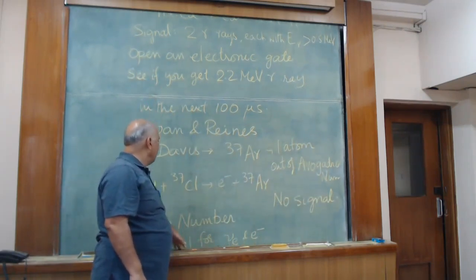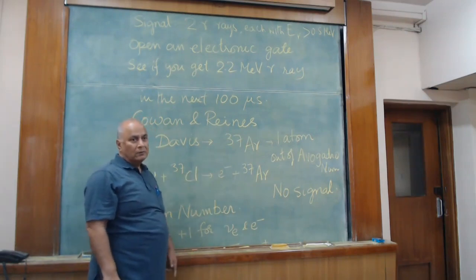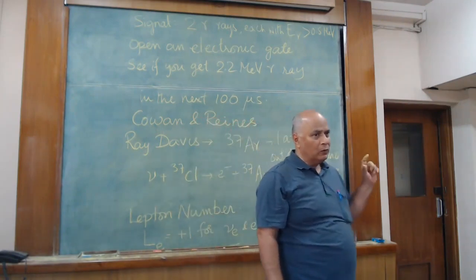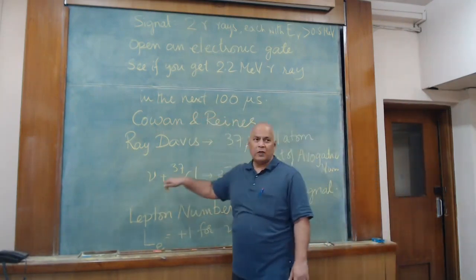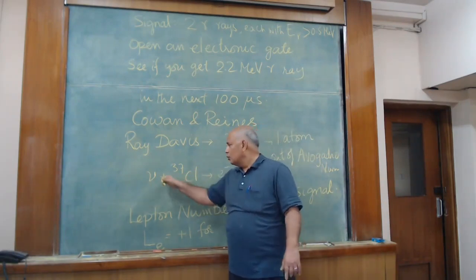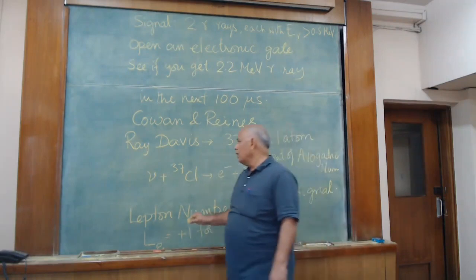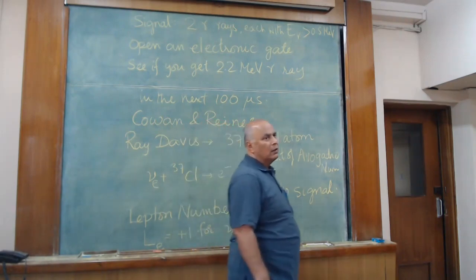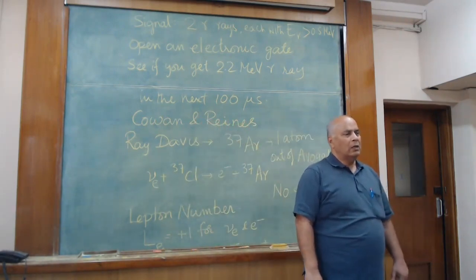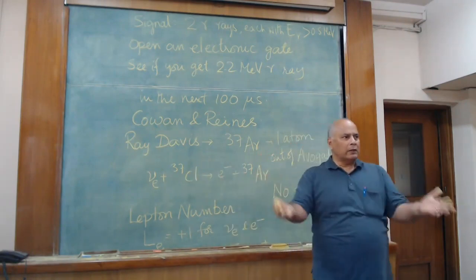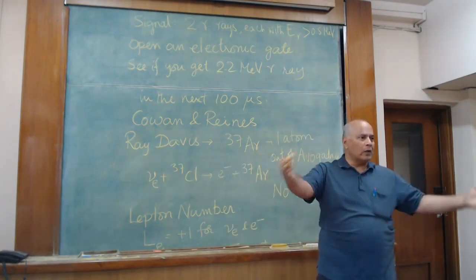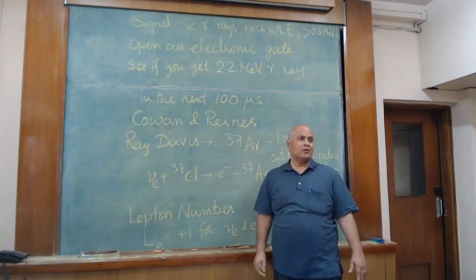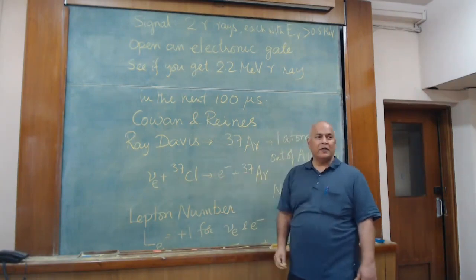Whereas in the Davis reaction, the right hand side contains an electron which has Le equal to +1. So the initial state should have Le equal to +1. So this reaction will occur if it is a neutrino which is coming and hitting the fluorine. But the reactor is putting out antineutrinos, it's not putting out neutrinos. So Cowan-Reines saw a signal and Davis did not.